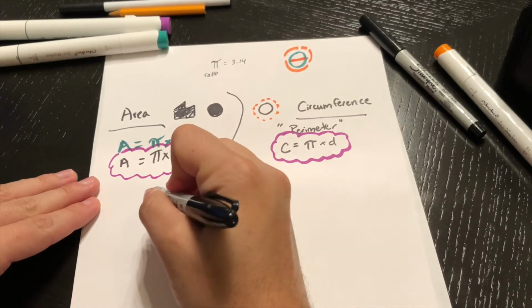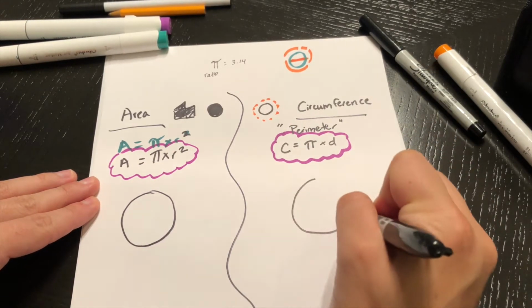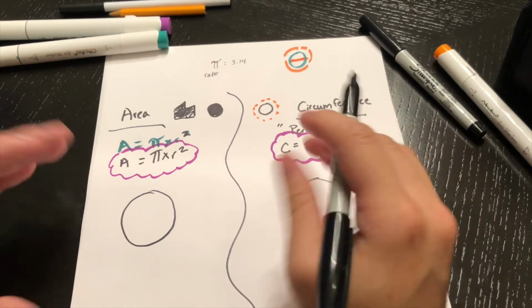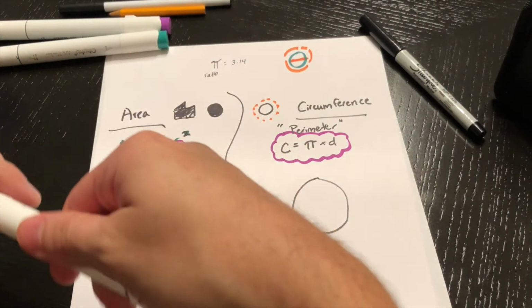Okay, so imagine you have a circle. Let's just draw the same circle on both sides. And let's say this circle right here has a radius.